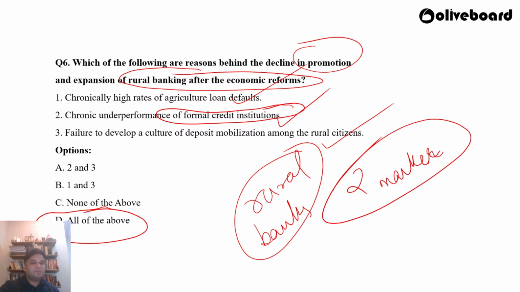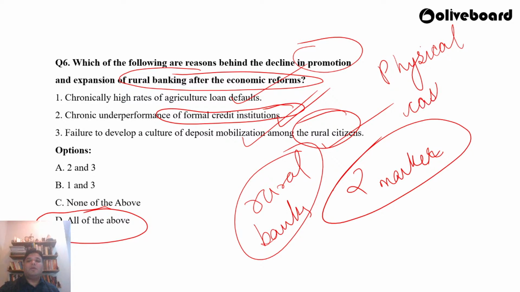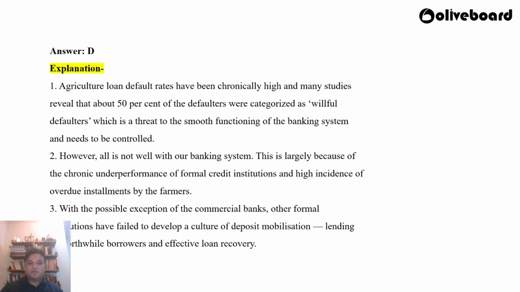And the third is failure to develop a culture of deposit mobilization among the rural citizens, right? Deposit mobilization means there is a tendency in rural areas to save physical cash, right? They do not want to save their cash in deposits. So this deposit mobilization had become a big problem amongst the rural citizens. So the answer is D, all of the above.